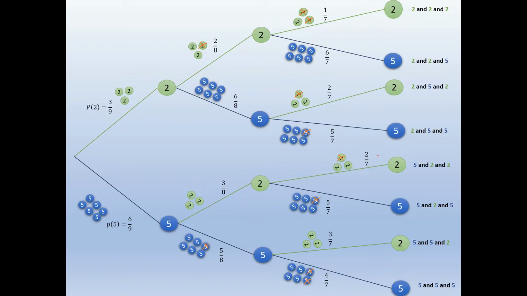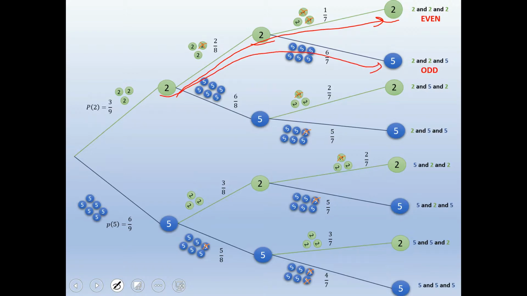First, we need to see which selection branch gives a total odd number. Now we have to sum the labels on the counters to see which are even and which are odd. Let's see the branches here. The total of the first branch is an even number. Why? Because if the first selection is 2 and the second 2 and the third also 2, the total will be 6, which is an even number. While the total in the second branch is an odd number because the total is 9.